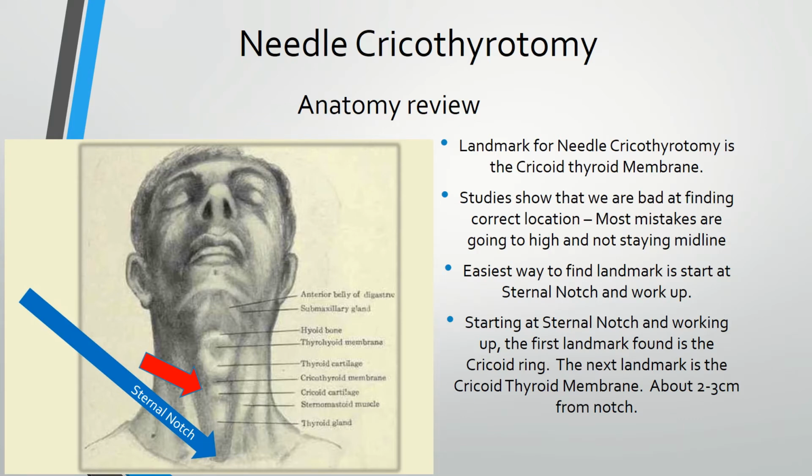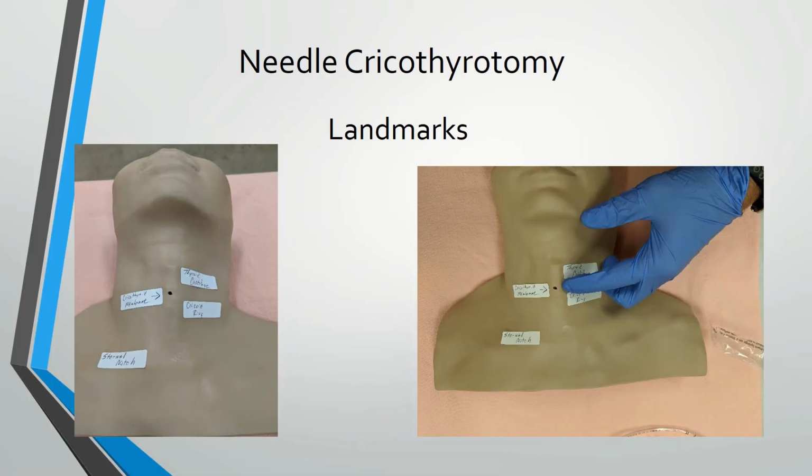You start and work your way up, palpating the trachea as you come up. The first landmark that you find is the cricoid ring. The next landmark you find is the cricothyroid membrane. If you measure it, it's about 2 to 3 centimeters from the sternal notch.